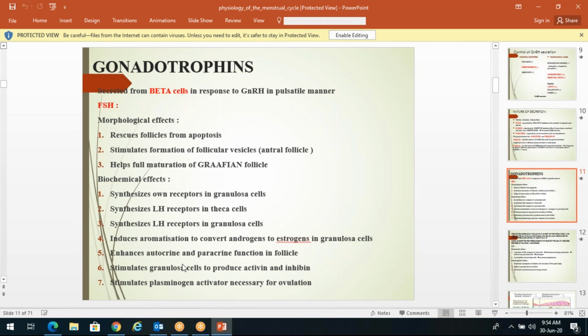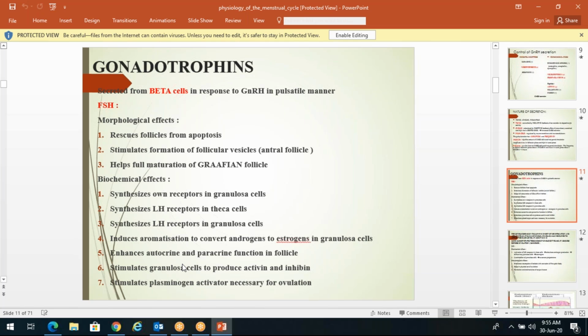It rescues the follicles from apoptosis. It stimulates the formation of the antral follicles, and it helps in maturation of the Graafian follicle. So these are the anatomical effects.